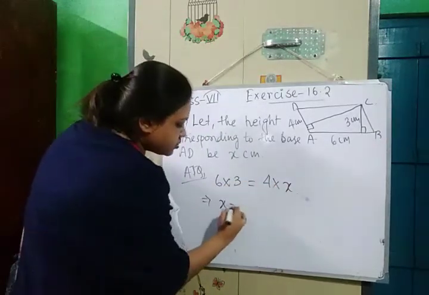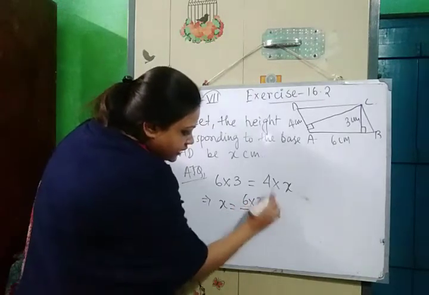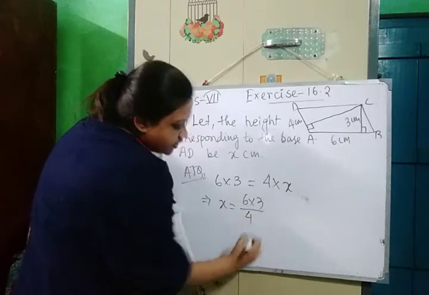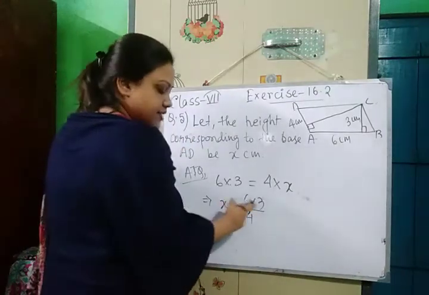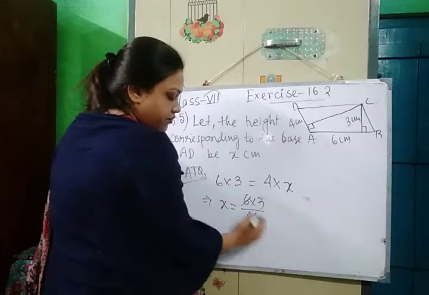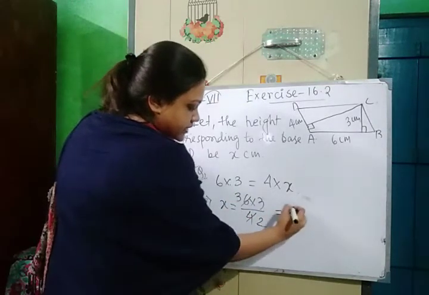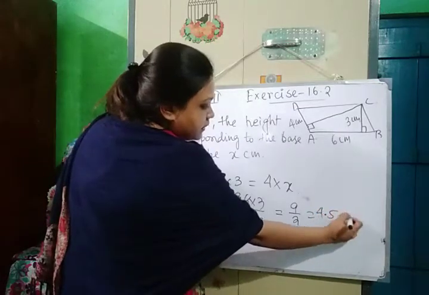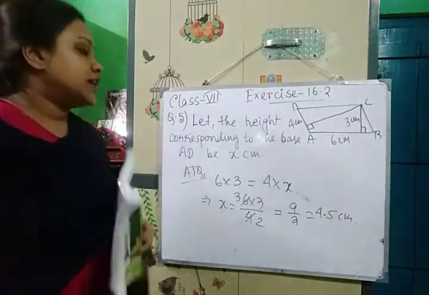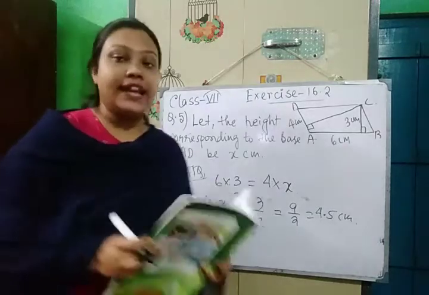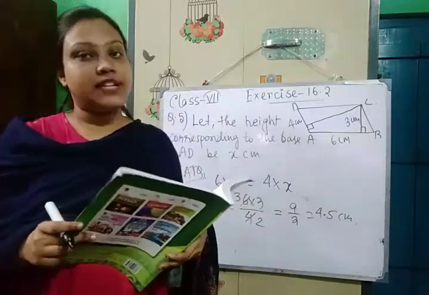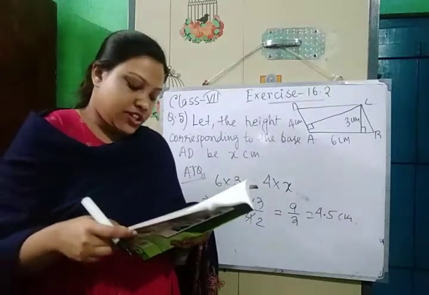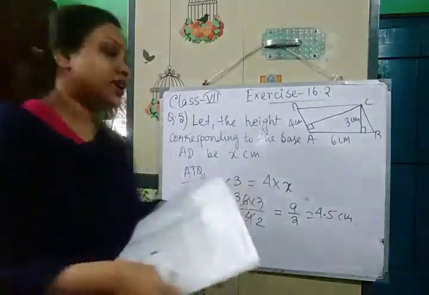So x equals 6 into 3 divided by that 4 will come here in the denominator. So it will be 6 into 3 by 4. 2 2s are 4, 2 3s are 6. So it's 9 by 2 or 4.5 centimeter. So the height corresponding to the base AD is 4.5 centimeter. Okay, I hope this is clear. This is Roman 2 which I have done here. First I have done Roman 2, this one.